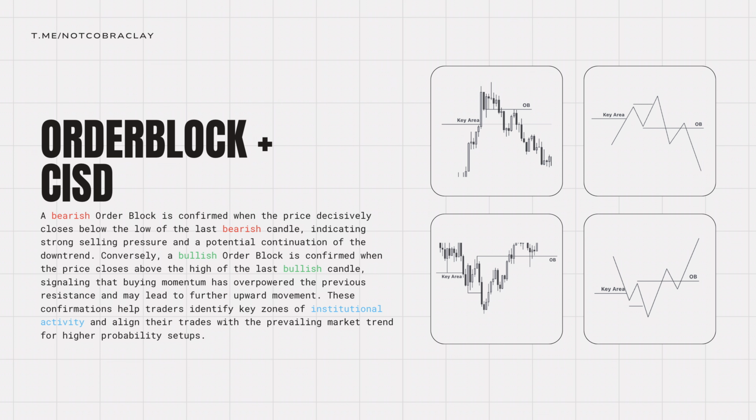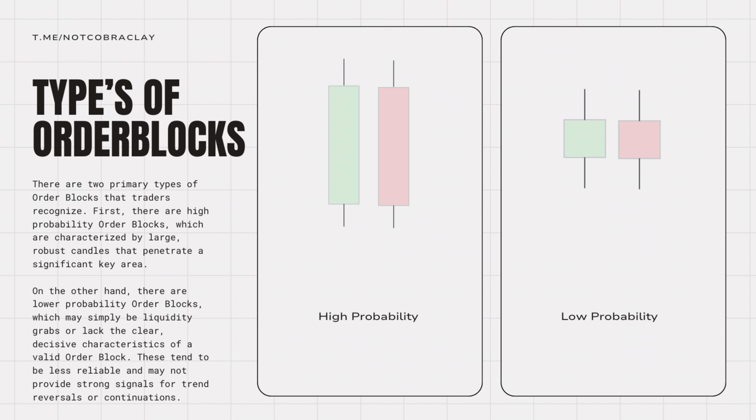There are two types of different order blocks: high probability order blocks and low probability order blocks. There are two primary types of order blocks that traders recognize. First, the high probability, which are characterized by large robust candles that penetrate a significant key area, and on the other hand, just slow moving markets consolidating or even just forming doji candles.